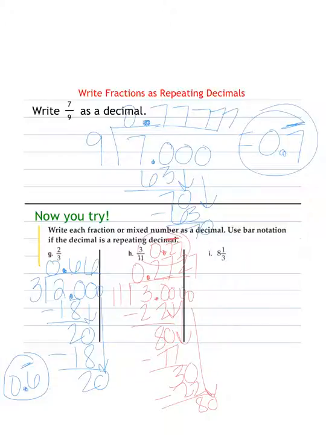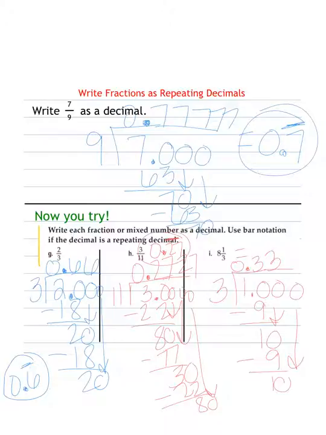And then 8 and 1/3. So 1 divided by 3. 3 goes into 10 3 times. So 3 times 3 is 9. 10 minus 9 is 1. Bring down my 0, which is 10. So 3 again, 1, bring down my 0. So 1/3 is 0.3 repeating. So 8 1/3, I'll write that up here, would be 8.3 repeating.